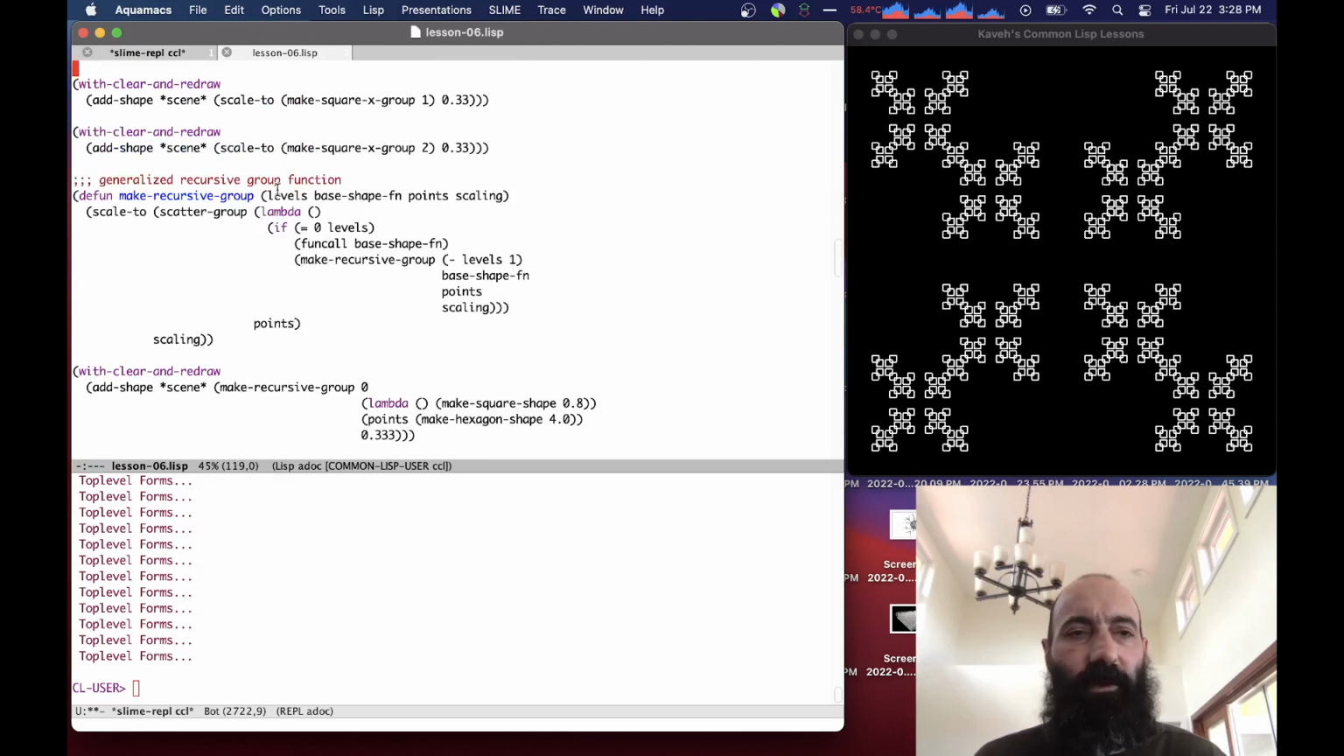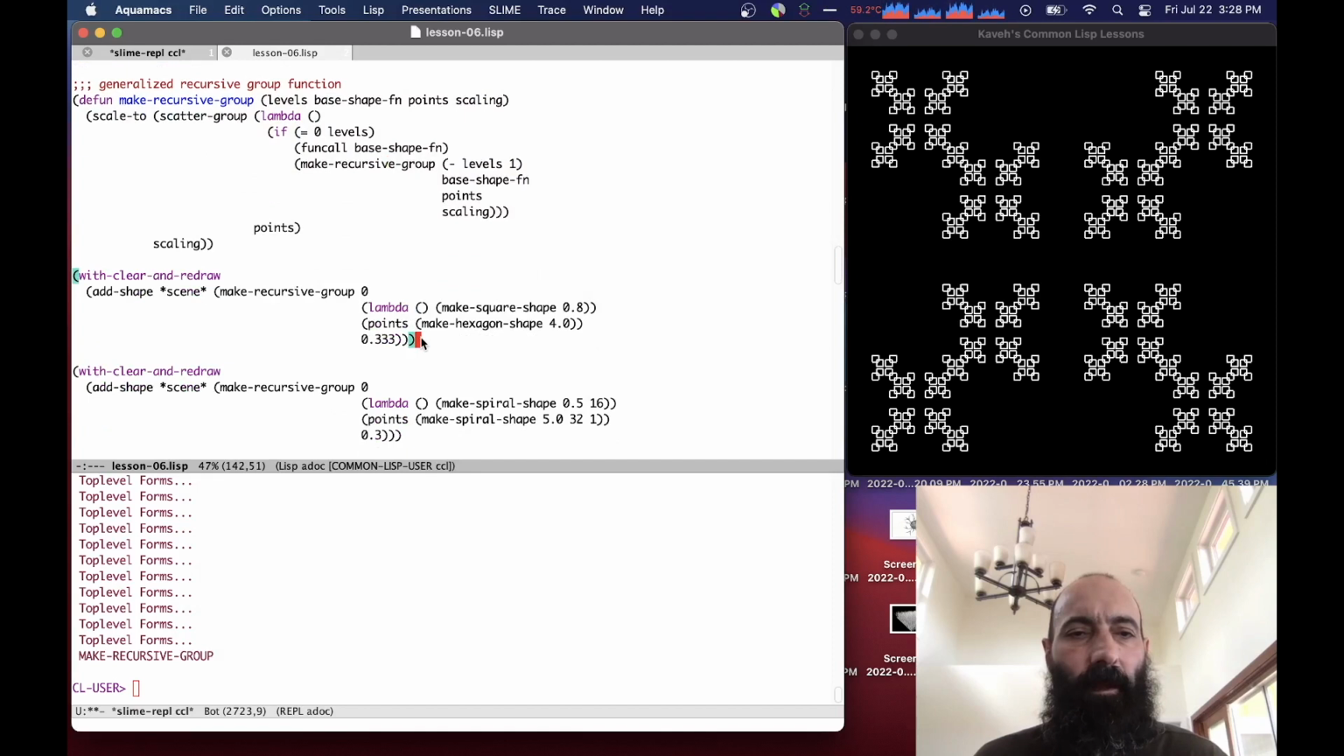So we have a generalized recursive group function. We make a recursive group by giving it the levels, the base shape function, the points, and the scaling. And it's the exact same structure, and we've just put in these variables instead of the constants that we had before for our squares and for our points. So let's see what this gives us.